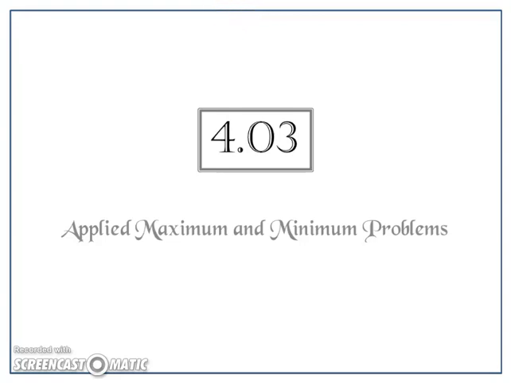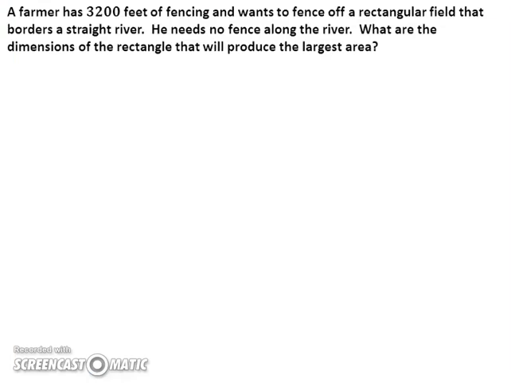We are going to continue our journey here with optimization problems, applied minimum and maximum situations. So here's our next problem. A farmer has 3,200 feet of fencing and wants to fence off a rectangular field that borders a straight river. He needs no fence along the river. What are the dimensions of the rectangle that will produce the largest area?